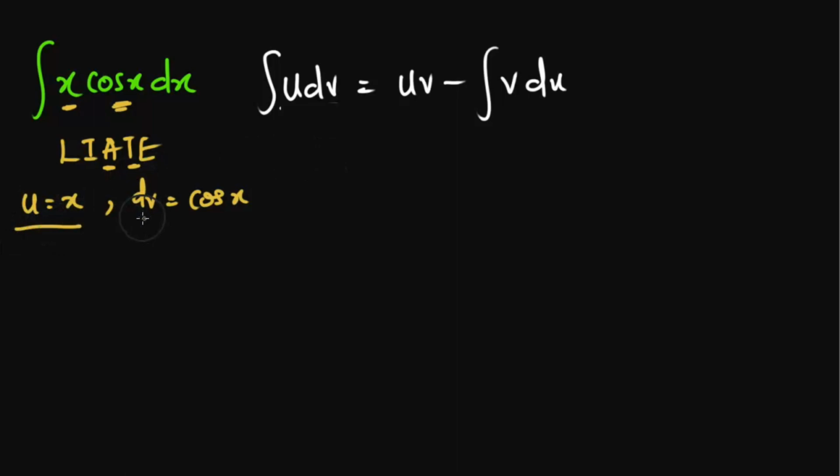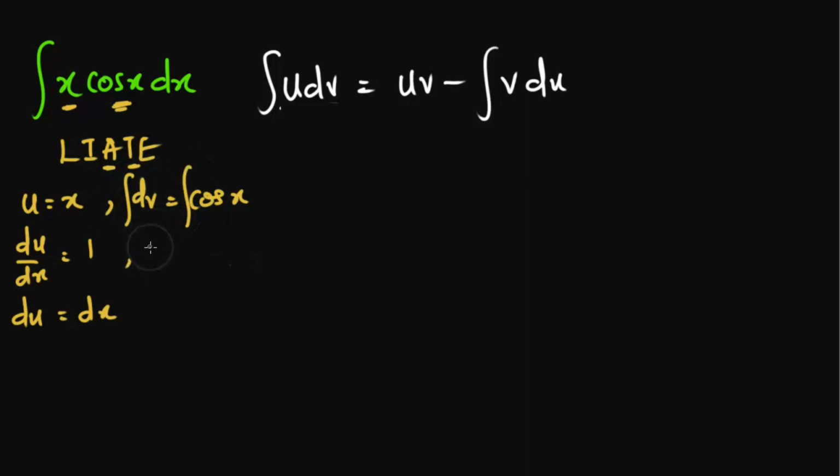Okay, so now what we do in integration by parts is we differentiate u and we integrate dv. Differentiate u, integrate dv. Okay, so when we differentiate, we are differentiating u with respect to x. So du dx is equal to 1, right? And when I cross multiply, I can say that du is equal to dx. Okay, and here when I integrate dv, I want to integrate both sides.